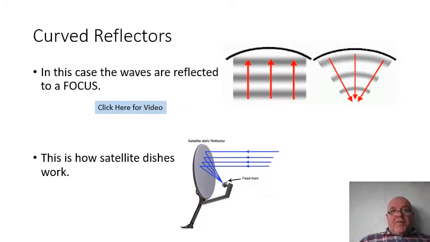So with curved reflectors, the only difference is that the waves come in, but this time they're reflected to a focus. And that's how satellite dishes work. So you've got a wave that's spread out, it comes in, hits a curved reflector, and the waves are all brought to a focal point. So that's where you want to put your feed horn so that you can get a large signal.